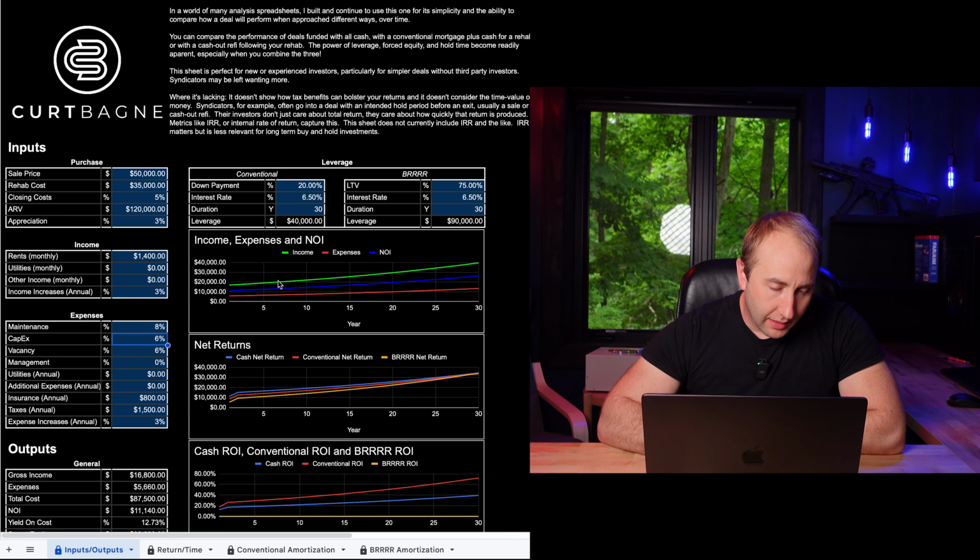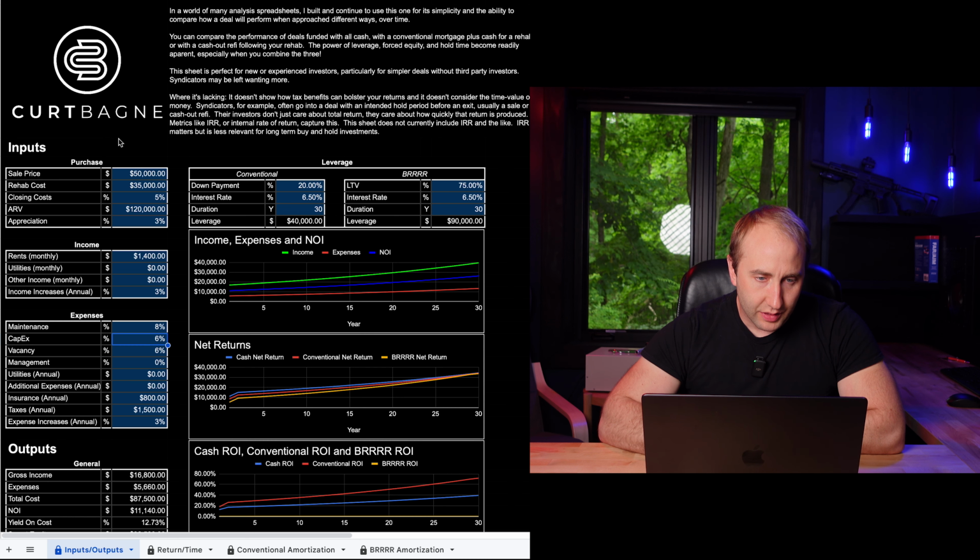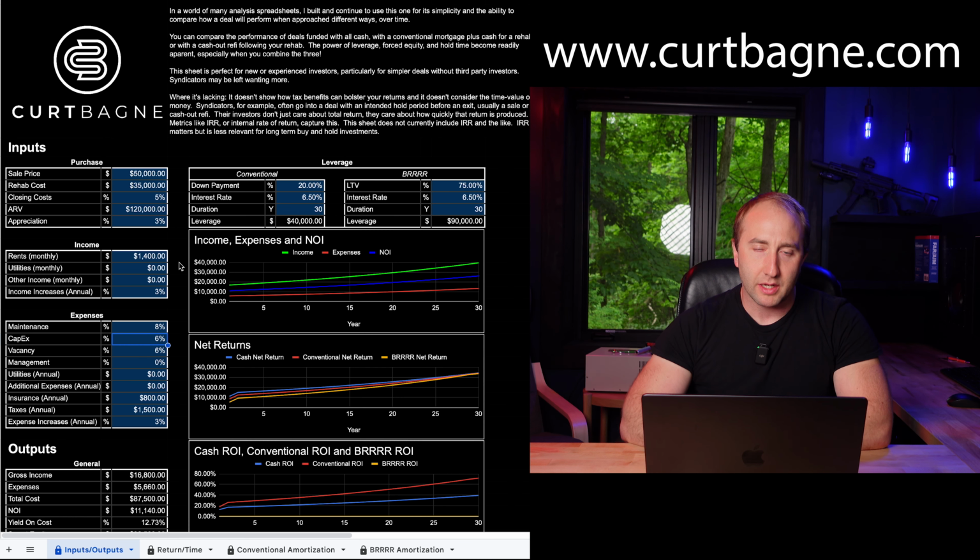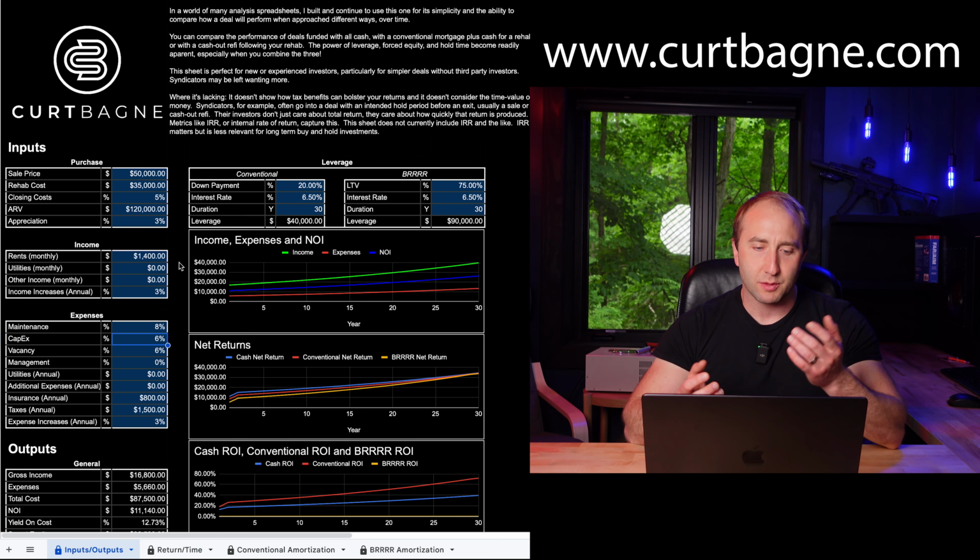So here we are. This is the spreadsheet that I personally use to analyze my deals. This right here that you see is just a copy of the standard template that I put on my website in order for you guys to download. That website is www.kurtbagney.com. If you go on there, you have the option to download this exact spreadsheet.